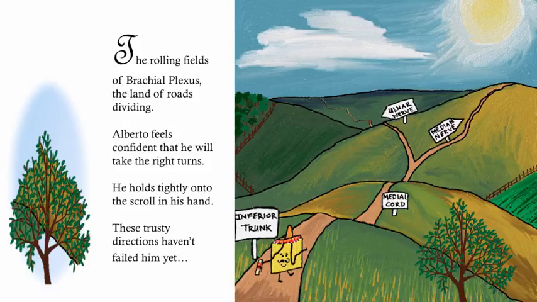The rolling fields of brachial plexus, the land of roads dividing. Alberto feels confident that he will take the right turns. He holds tightly onto the scroll in his hand. These trusty directions have not failed him yet.